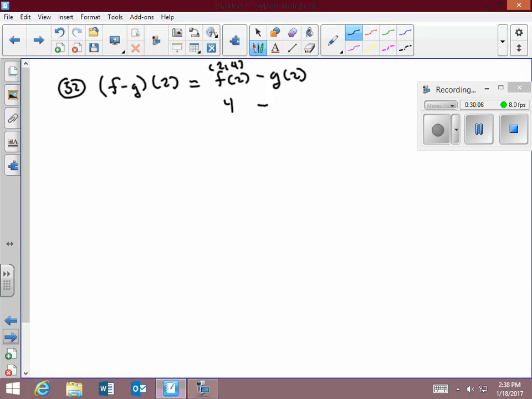So what's g of 2? Is it 1? You see the ordered pair that says x is 2, y is 1? So that's 1. Does that make sense? So then this is 3. You see how it works?